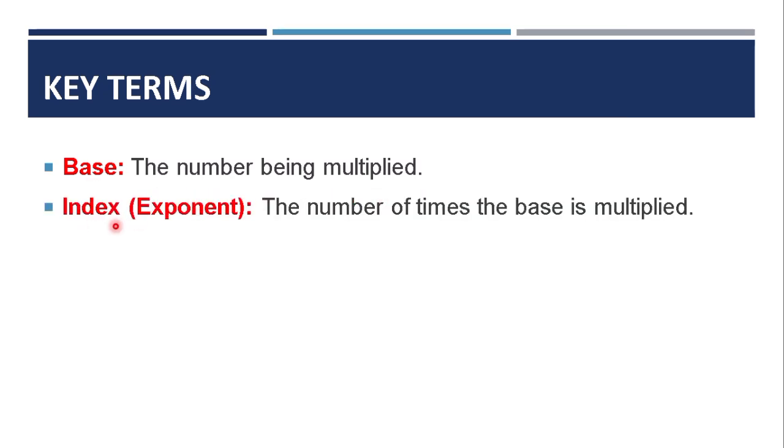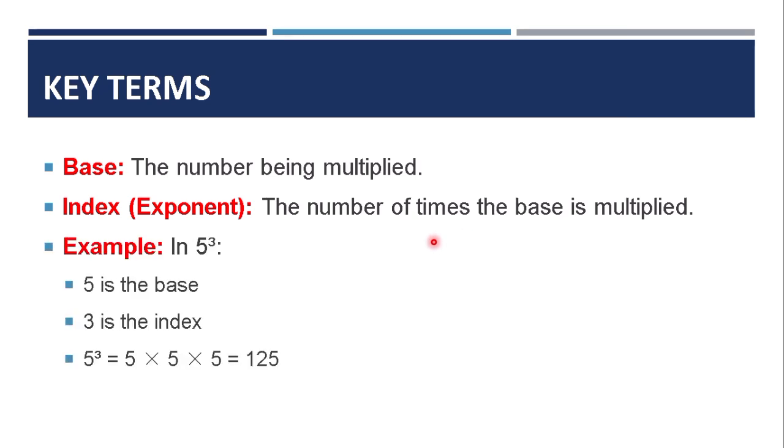Some key terms you are supposed to take note of. The first one is base. The base is the number being multiplied, and the index or exponent is the number of times the base is multiplied. For example, in 5 exponent 3, 5 is the base and 3 is the index or the exponent. This means that you are multiplying the base, which is 5, by itself 3 times.